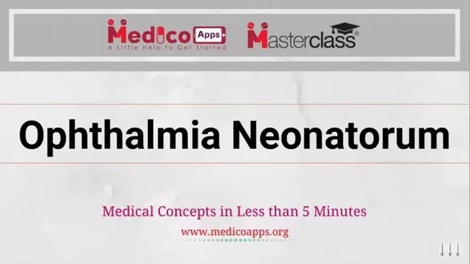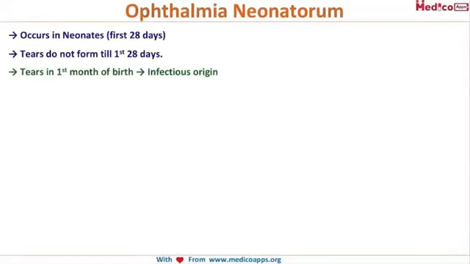Now let's look at this condition called ophthalmia neonatorum. As the name suggests, it occurs in neonates within the first 28 days of life. We know that tears do not form in the first 28 days of life. However, if the baby is showing any signs of tearing from the eye, you should suspect an infection, because the tears are due to a reflex from the infection that is disturbing the eye.